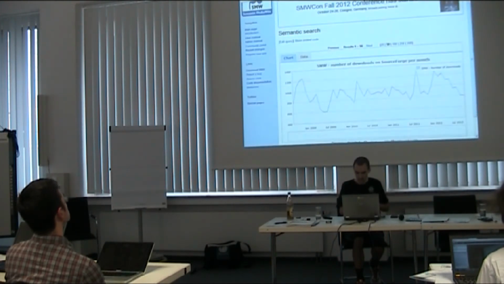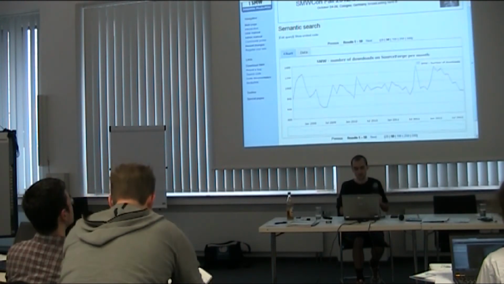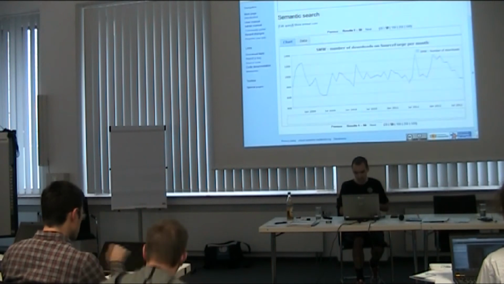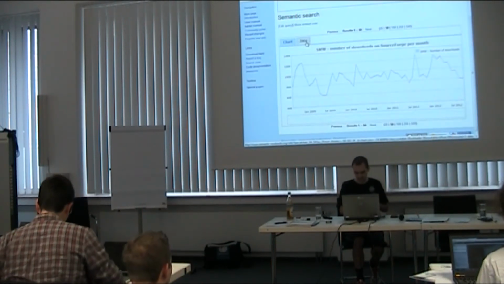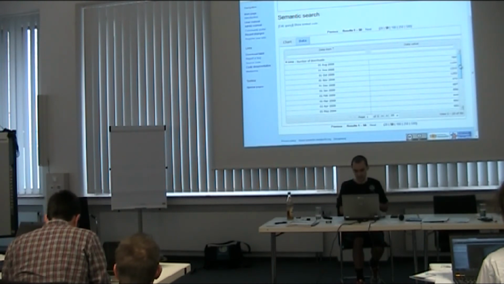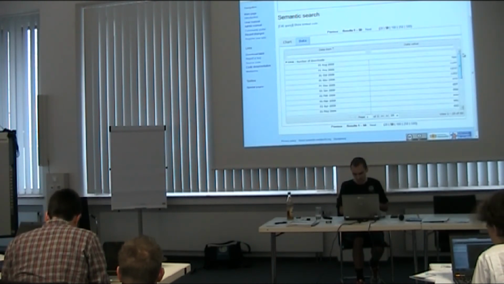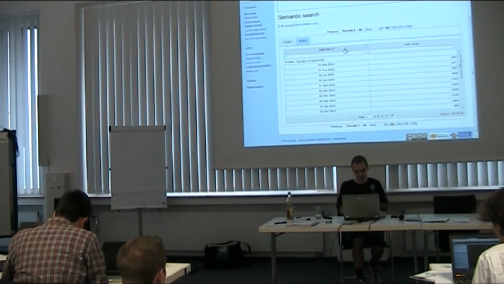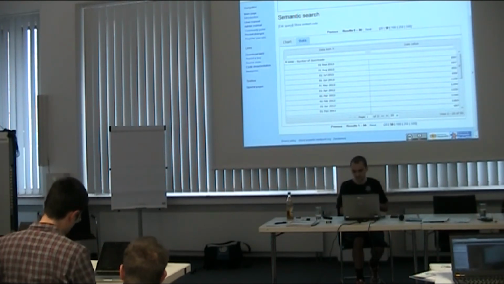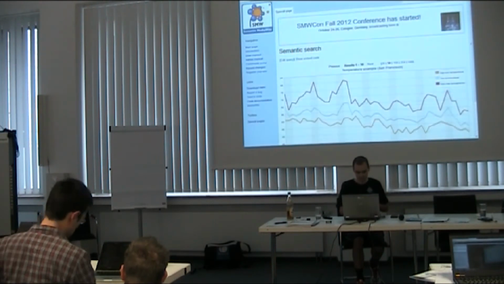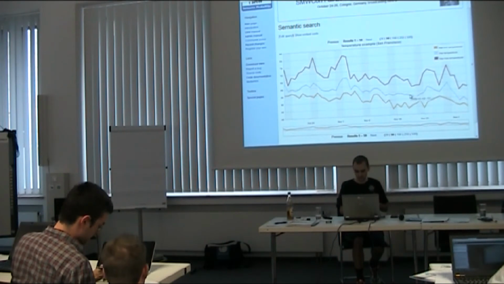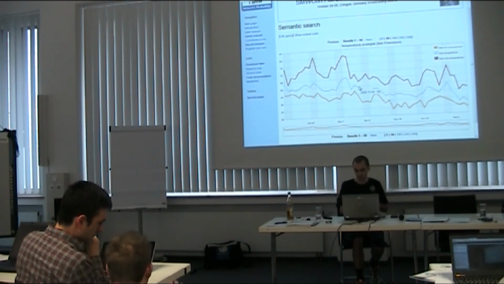So this shows the amount of downloads of SMW via SourceForge over time, and this is pretty nice. You can also just view the data in grid format, where you can sort it and filter on it. A more detailed demo of this later on. And this is also, of course, fully interactive.